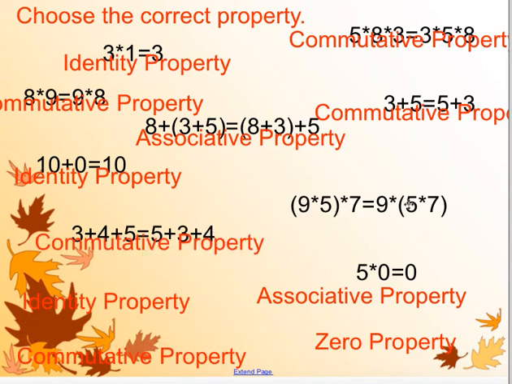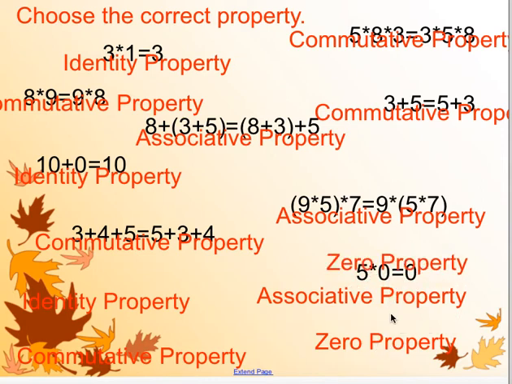If we look at this one, we haven't switched any order, but we have grouped it differently. So that's the associative. And lastly, this 5 times 0 equals 0. Since we have an outcome of 0, this is called a zero property. Okay, so just some examples of all of those properties all together.